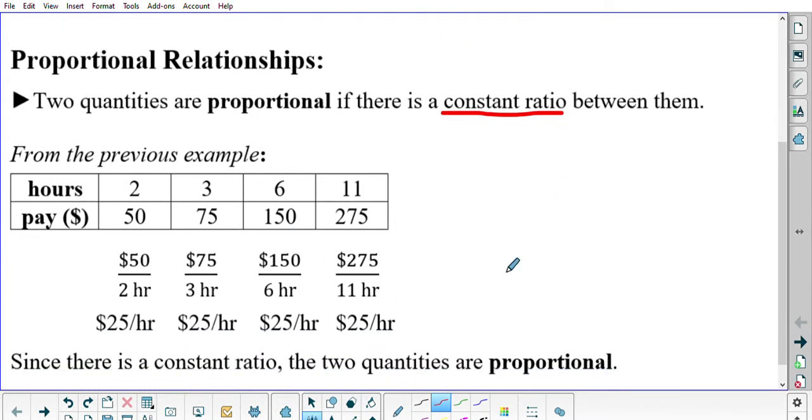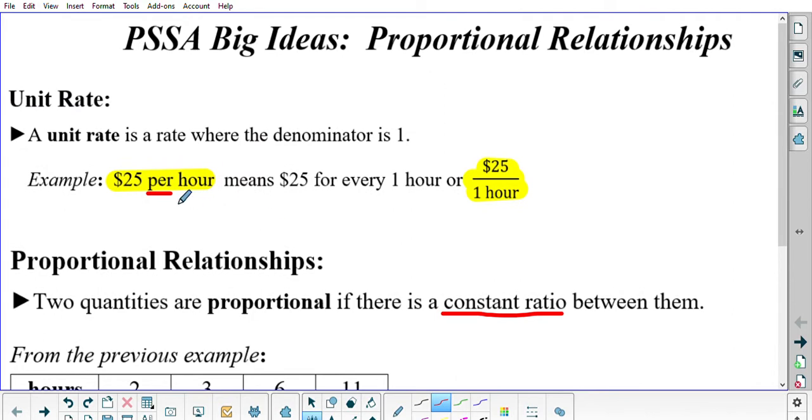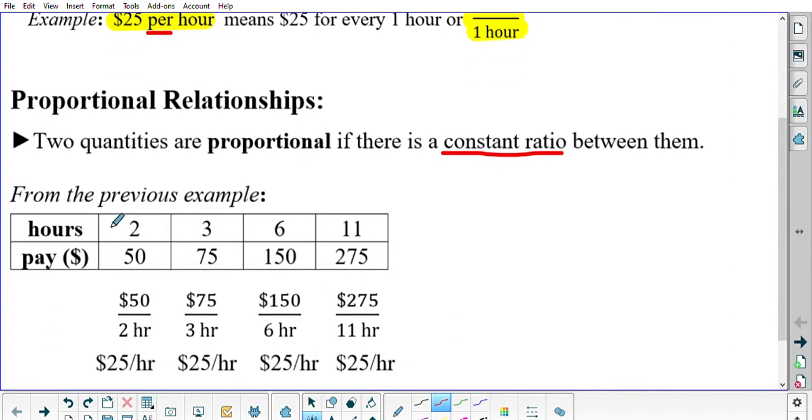So from our previous example, where we talked about how it was $25 per hour, here we have a table with hours for the first row and the pay in dollars for the second row. And if you would set up the ratios, putting the dollars in the numerator and the hours in the denominator, so that way you get the dollars per hour. You wouldn't do it the other way.